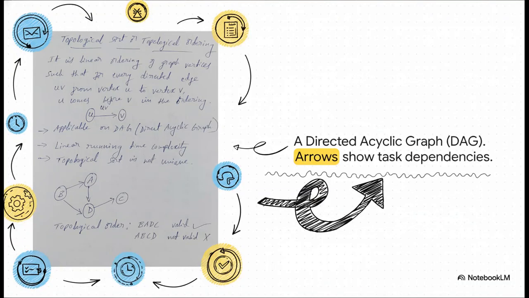And here is that map. This is called a directed acyclic graph, or a DAG for short. It's pretty simple, actually. Each circle is a task, and the arrows, well, they show the dependencies. So for instance, that arrow pointing from B tells us that B must be finished before we can even think about starting A or D.